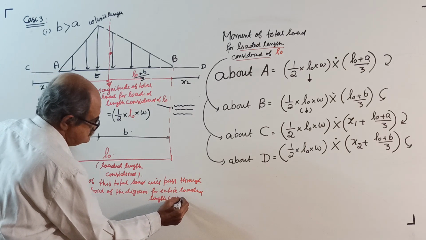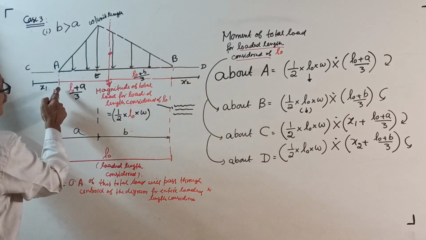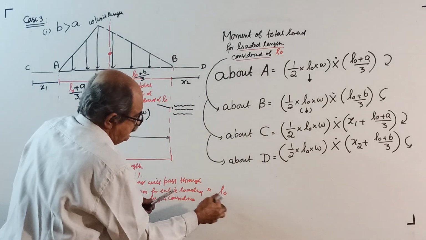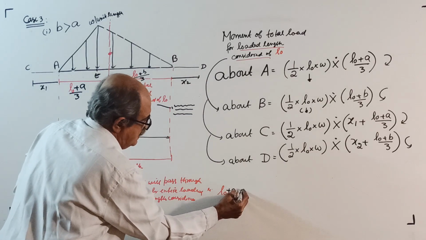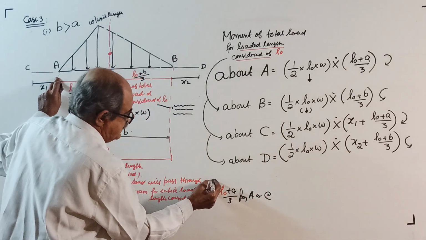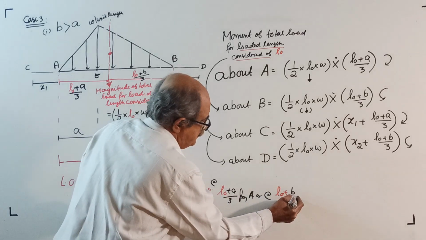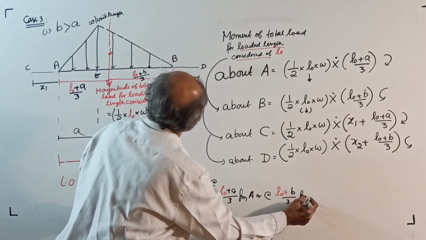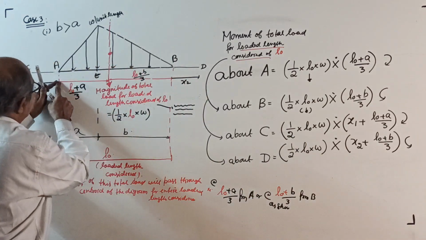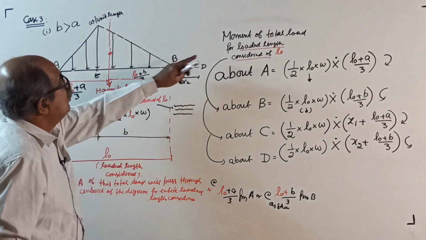Next time I will dictate. I cannot write that much. The centroid is here. I told you, from the left the CG will be this side. That is at L naught plus A by 3 from A, or at L naught plus B by 3 from B, as shown. See, as shown here, L naught plus A by 3, L naught plus B by 3. This is crystal clear.